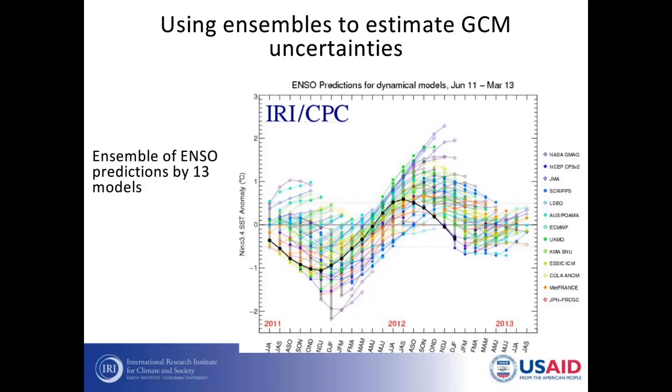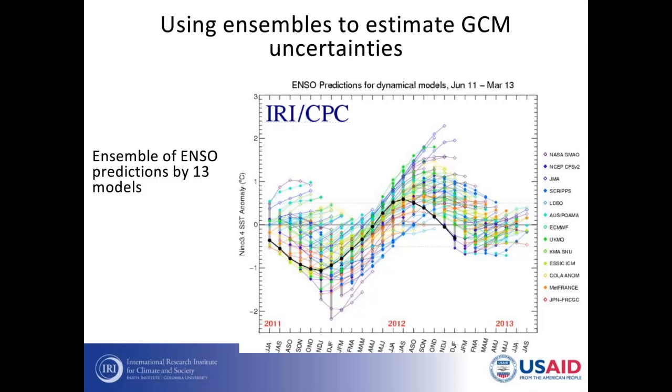Here's an example of an ensemble of seasonal GCM forecasts of ENSO. This plume forecast is issued every month by the IRI in conjunction with NOAA's Climate Prediction Center. The graphic shows central equatorial Pacific sea surface temperature departures from average, indicating the evolution of ENSO, the El Niño Southern Oscillation. Cold anomalies indicate La Niña conditions and warm ones El Niño.